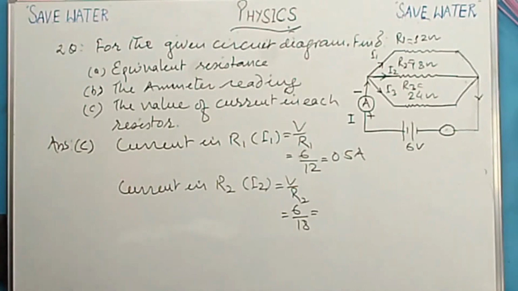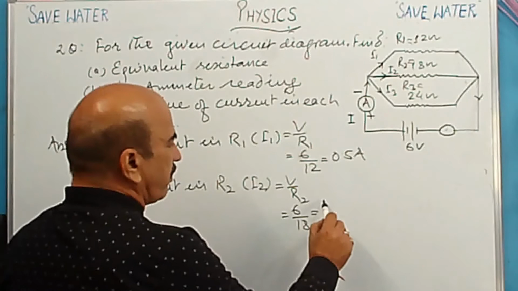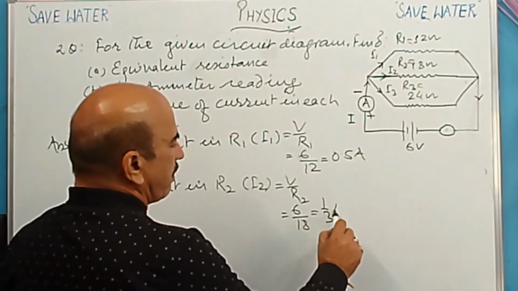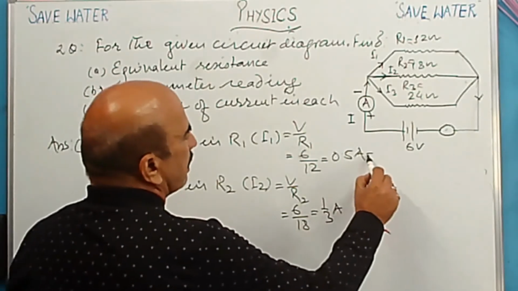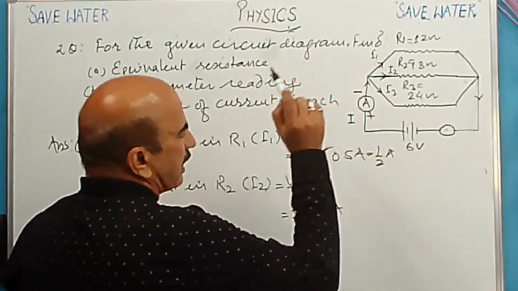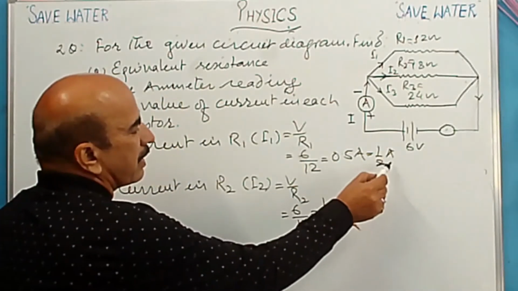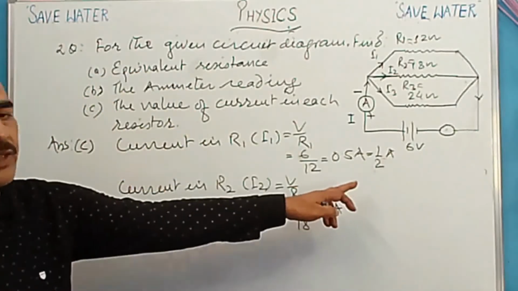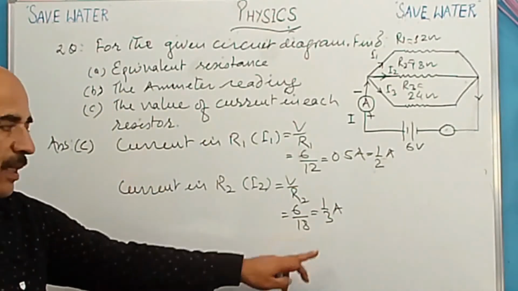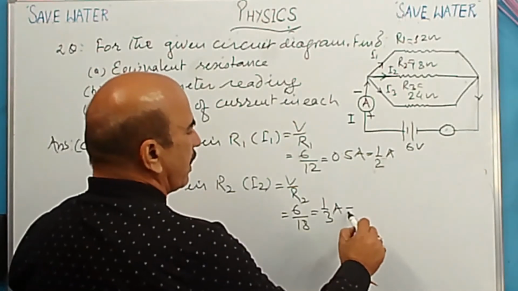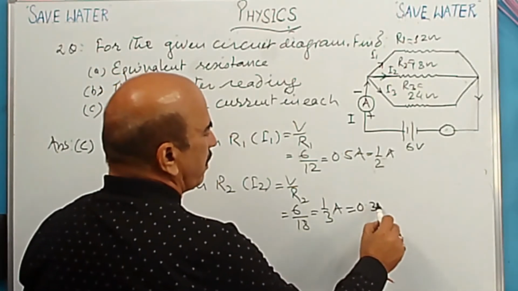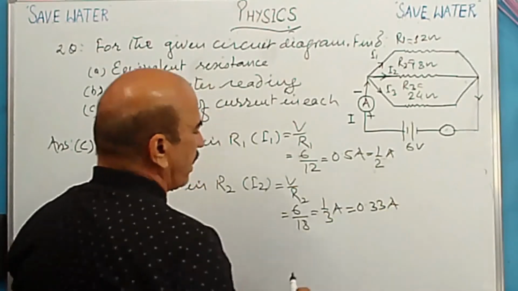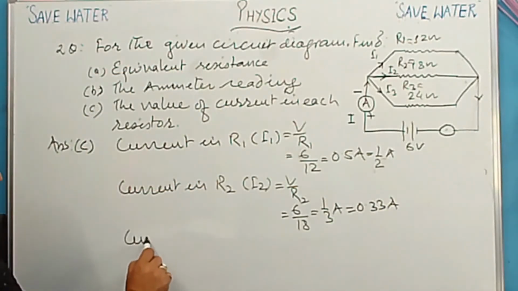1 upon 3 means how much? 1 upon 3 का मतलब कितना होगा? This is 1 upon 3. ऐसे भी हम लिख लेते हैं. And this is equal to 1 upon 2 ampere. इसको ऐसे भी लिख देते हैं. So if you leave the answer here, it is also correct. 1 upon 3 भी अगर आप एग्जाम में छोड़ देते हैं तो this is also correct. So 1 upon 3 means it is 0.33 ampere.